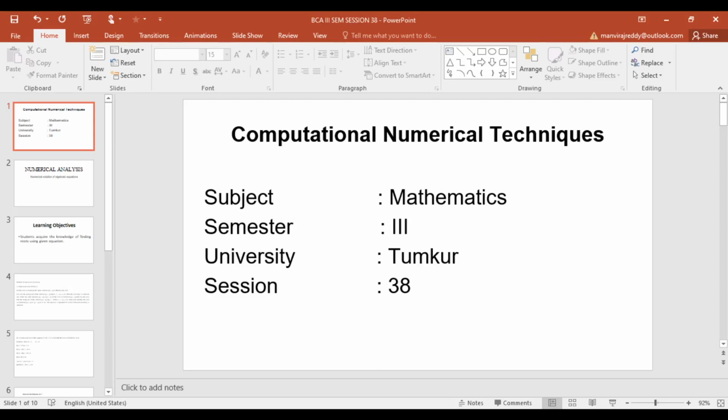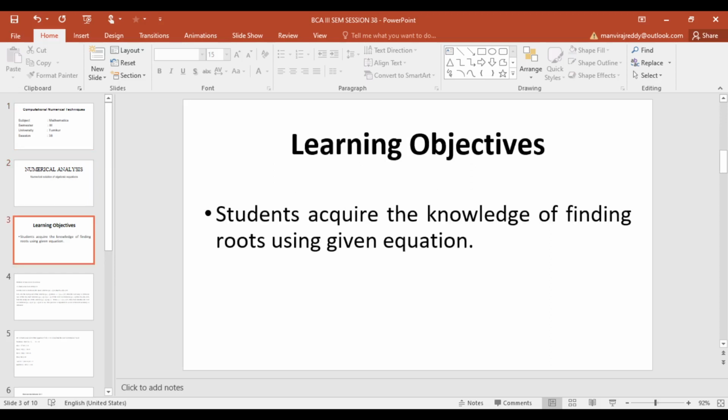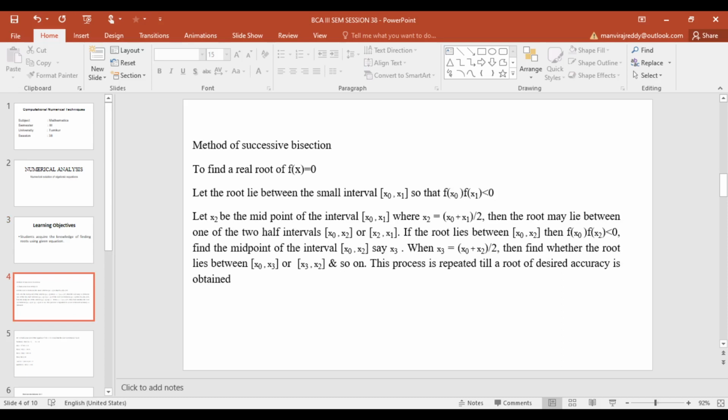In third semester BCA, we have numerical analysis. In this chapter, we can measure the solutions of algebraic equations. For any given algebraic equation, we can find the roots. In the previous class, we learnt about direct methods and iterative methods. In the iterative methods, the first method is the bisection method, that is the successive bisection method.